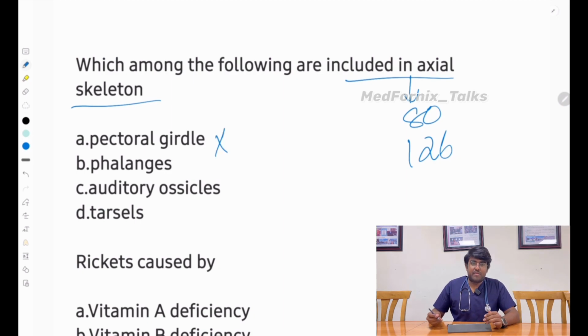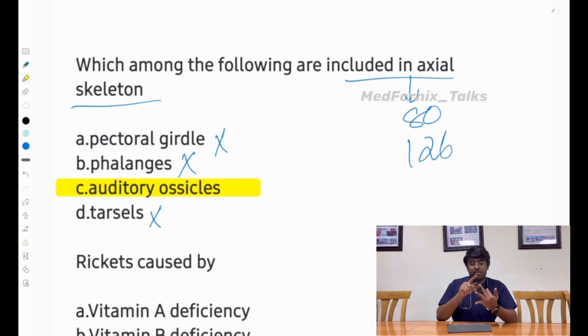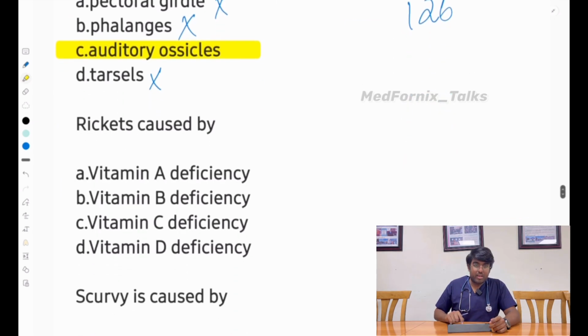Then phalanges. Phalanges also belong to the extremity, so it is also not the answer. Next one, auditory ossicles. Then the tarsals. Tarsals form the lower limb and are also not the answer. Then the answer should be C, auditory ossicles, which are in the axial skeleton, inside the ear, and form the malleus, incus, and stapes. These three form the auditory ossicles or ear ossicles.